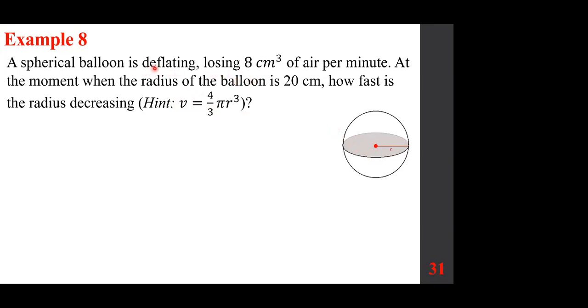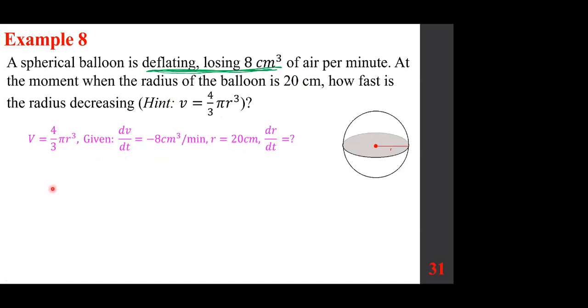Why am I using this? Because I want you to pay attention to this. Where it says deflating or losing, that means you have to use a negative sign. That's the only thing, class, that really distinguishes this question from the warm-up example. Of course, the numbers might be different, but the only reason I want you to pay attention to this is the dV/dt, because it says losing air or deflating, it's minus. That's the only thing. And the radius is 20.